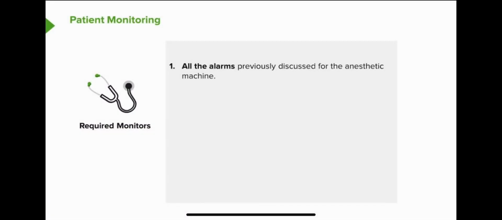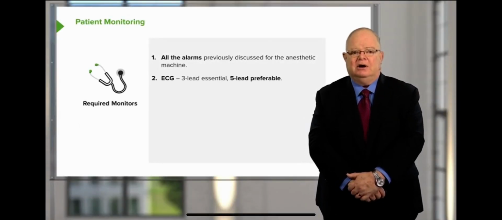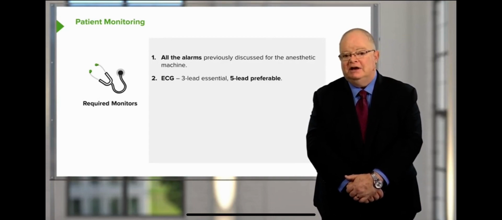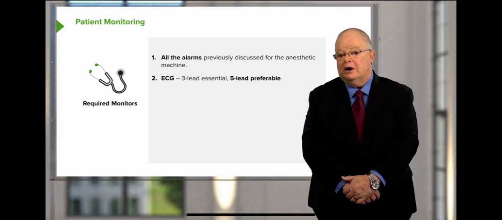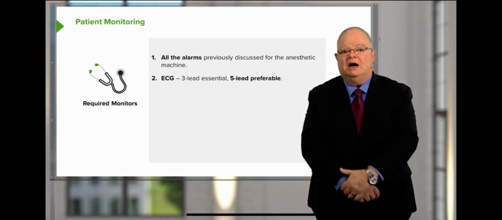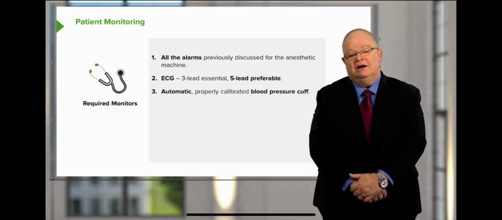So all of the alarms we've talked about are on the anesthetic machines, and that's part of the standard monitoring system in an operating room. In addition to that, every patient gets an electrocardiogram, and most of us use a 5-lead electrocardiogram because this is a much more sensitive way of measuring for coronary ischemia, lack of oxygen supply to the heart, than just a 3-lead. We all use automatic and hopefully properly calibrated blood pressure cuffs.